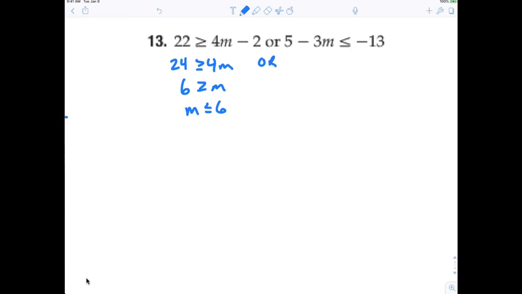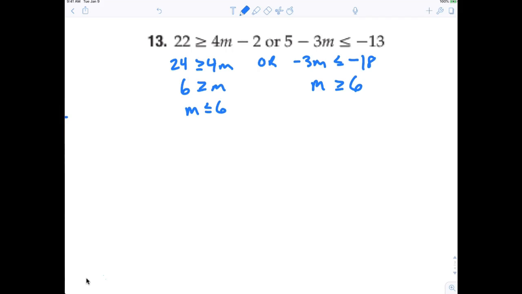All right. Now we're subtracting 5. Negative 3m is less than or equal to what? Say it. Negative 18. Wow, feels good, doesn't it? Real good. All right. Now, whenever you multiply or divide by a negative, it switches the sign. So now I have m is greater than or equal to 6. Is that right? Yes, this is right.